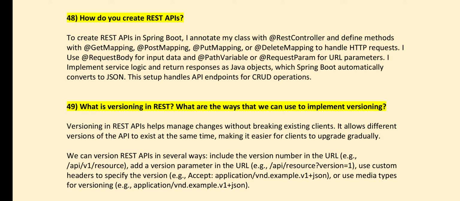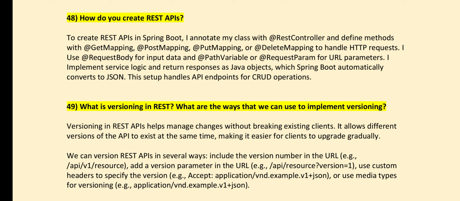What is versioning in REST? What are the ways that we can implement versioning? Versioning in REST APIs helps to manage changes without breaking existing clients. It allows different versions of the API to exist at the same time, making it easier for clients to upgrade gradually. We can version REST APIs in several ways.